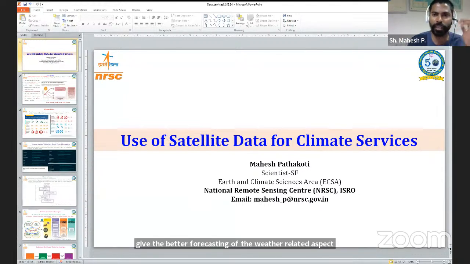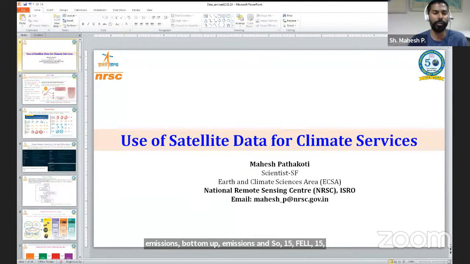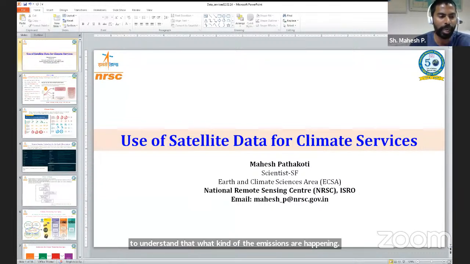As you also know, climate data records from Copernicus, and I think most of us know the C3S, the Copernicus Climate Change Service, provides information on different parameters like emissions, bottom-up emissions, and surface fluxes of greenhouse gases. This information will be very useful to understand what kind of emissions are happening, and what kind of sources or activities in that particular location are generating this much emission of CO2 or other greenhouse gases.